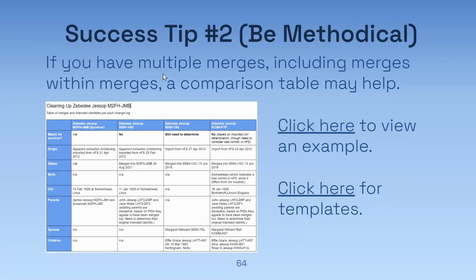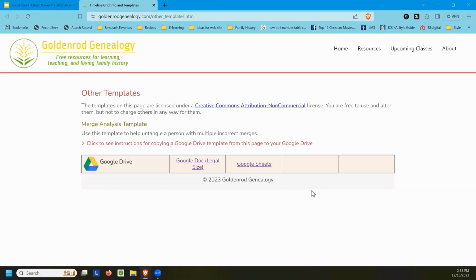If you have multiple merges, including merges within merges, then a comparison table may help. So here's this example right here, but if you want to see the actual document, you can click here, and then this link will take you to a page with templates. And I'm going to take a risk here because I found that whenever I click links, the sound tends to go bad.